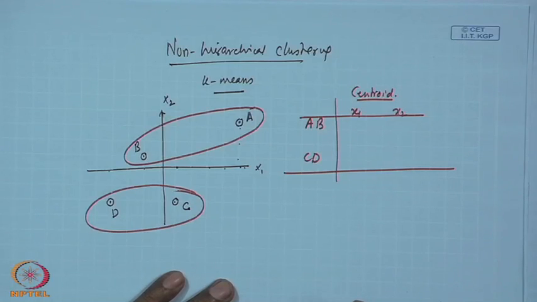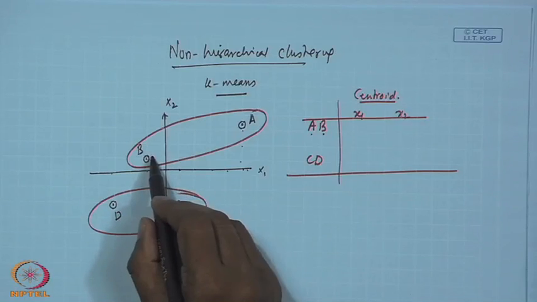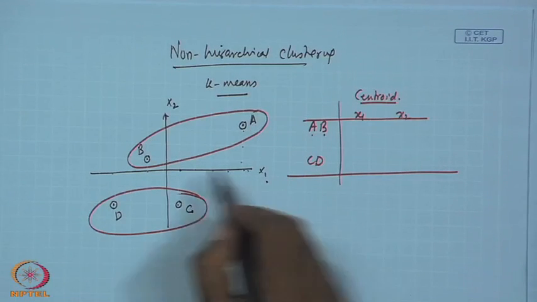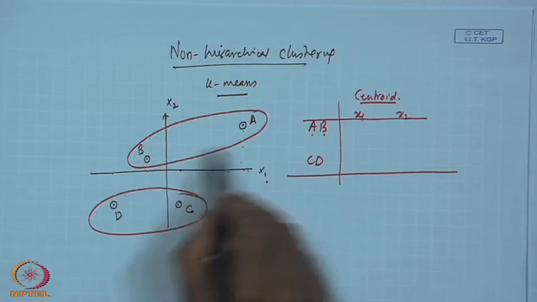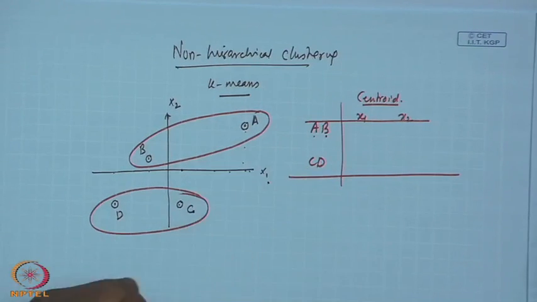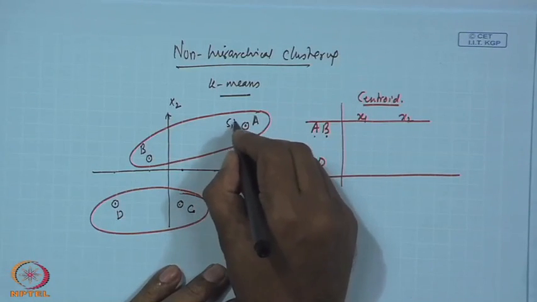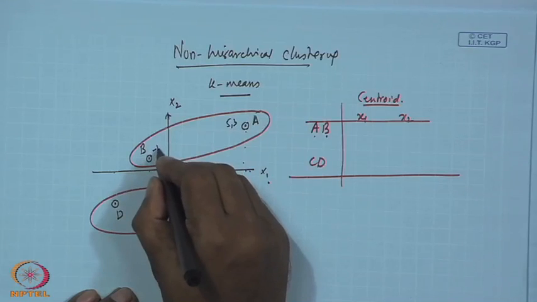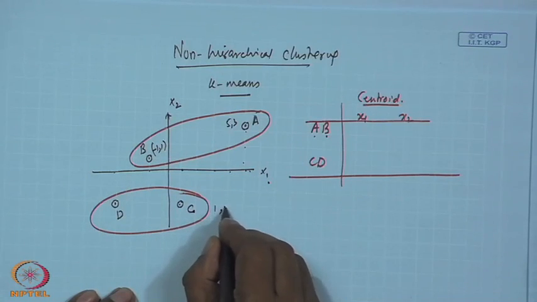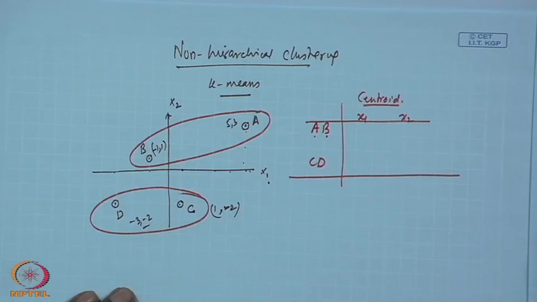Okay. Now, what will be the centroid? You have to, because A and B, these two are there. So, A's x1 coordinate plus B's x1 coordinate divided by 2. So, this one is 5, 3. If I write further, this is my 5 and 3, this one is minus 1, 1, and C is 1 minus 2, and D is minus 3 minus 2.